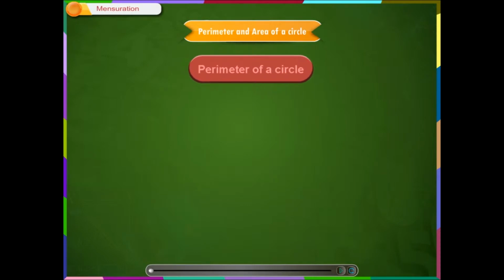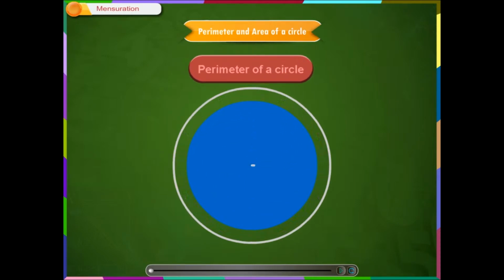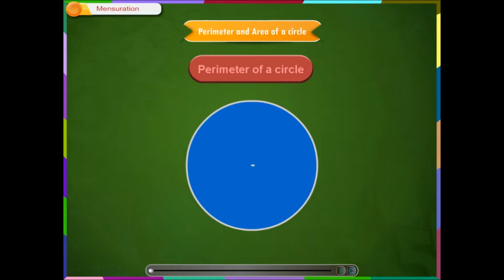Perimeter of a circle. The distance around the edge of a circle is called the perimeter. The perimeter of a circle is also called the circumference. The circumference is shown in blue.